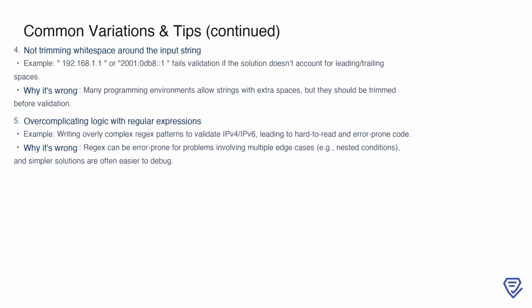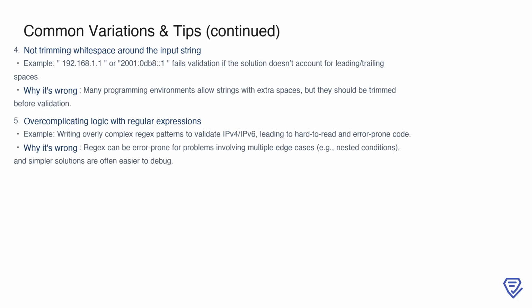Another common pitfall is not trimming whitespace around the input string. For example, 192.168.1.1 or 2001:0DB8:1 may fail validation if leading or trailing spaces aren't removed first. It's important to trim the input before processing because many programming environments allow strings with extra spaces.